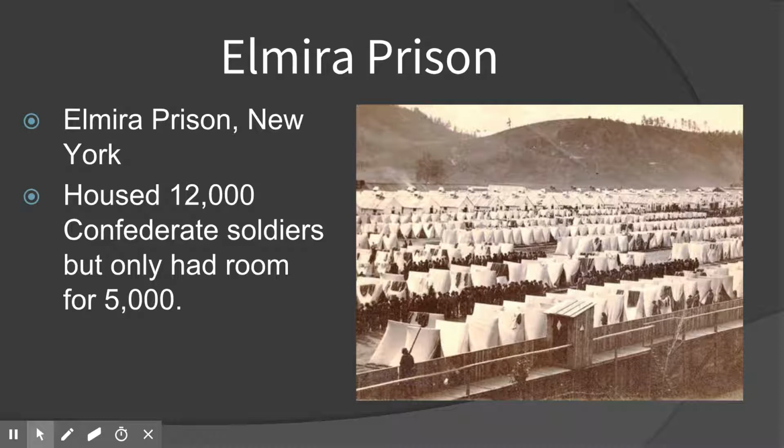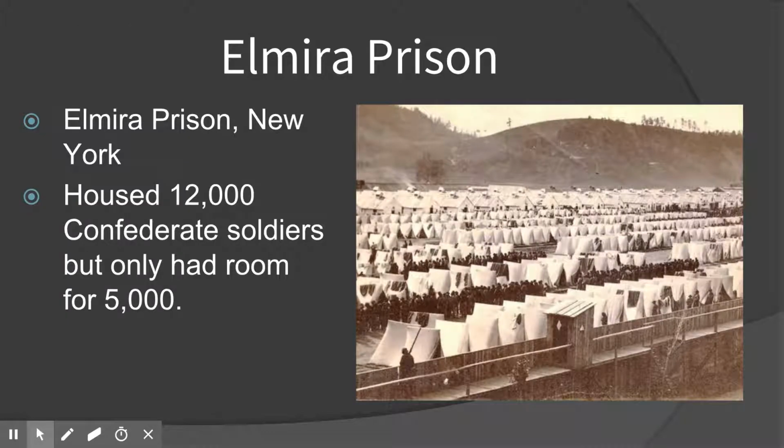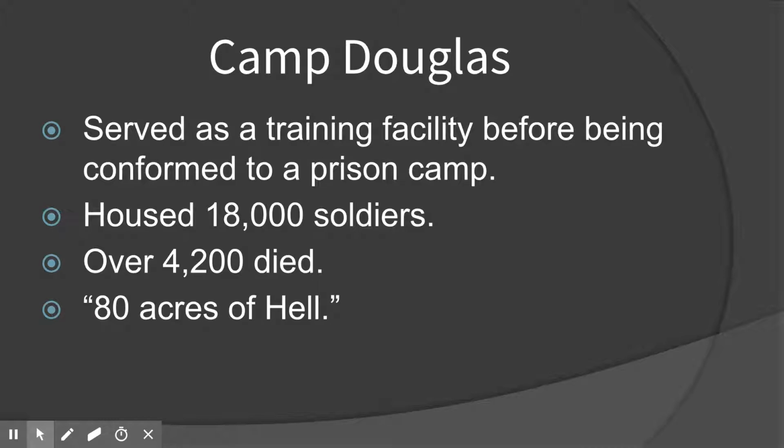Elmira Prison, this is in New York. It'll house 12,000 Confederate soldiers, even though it only had room for 5,000. And then these are actual photographs. For those of you who know history, the only thing that you often can relate it to would be like concentration camps. And unfortunately, we'll see something like this actually reappear in the United States with World War II and the relocation of Japanese Americans as well.